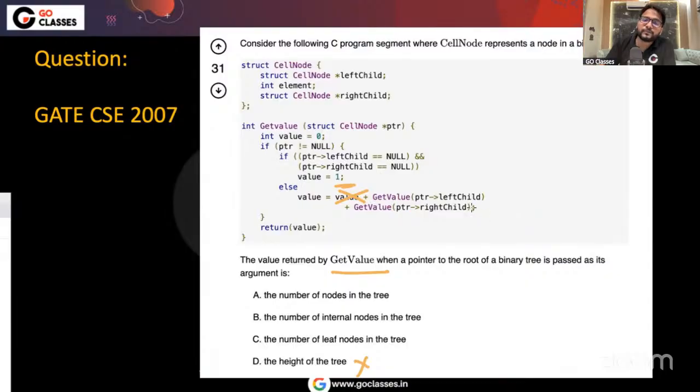This is not adding. If it is plus 1 also, then it will be the total number of nodes because you're counting itself and then you're going to the left and right. If you're not counting itself, then it is no plus 1. If it is plus 1, then it will be the total number of nodes. Currently it is the number of leaf nodes only. Is this clear to everyone? Okay, I hope that's fine. Let me know if there is any doubt in this.